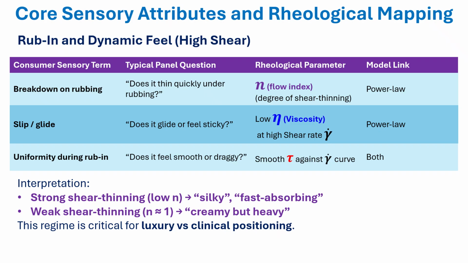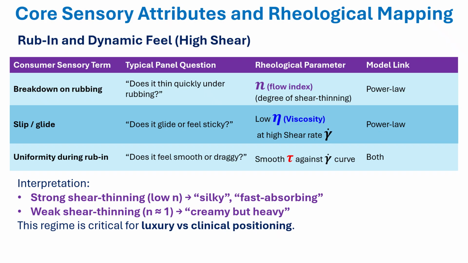Does it glide under the finger? Does it feel sticky, draggy? Does it seem to disappear into the skin quickly? In sensory testing, this is where you hear phrases like "it melts into the skin," "silky," "absorbed quickly," or negatively, "tacky," "draggy." These perceptions are strongly linked to how the apparent viscosity of a product changes at high shear rates.